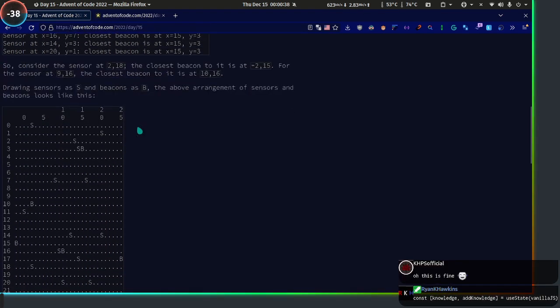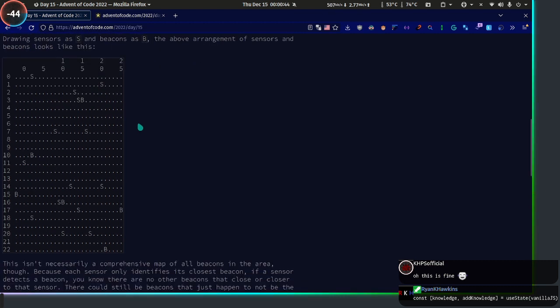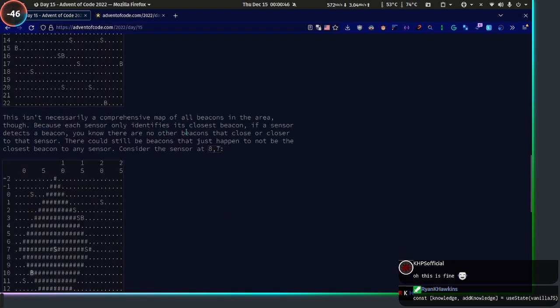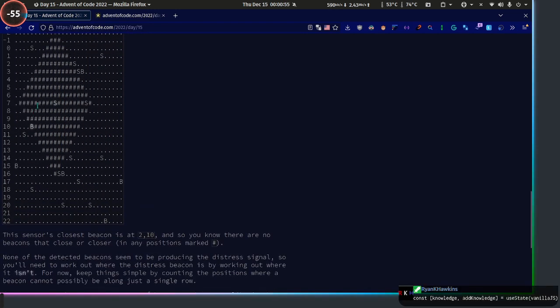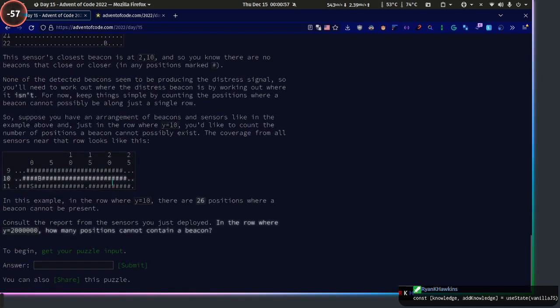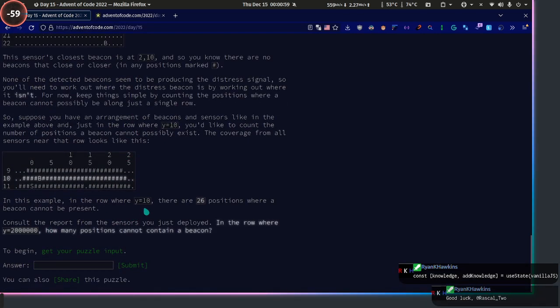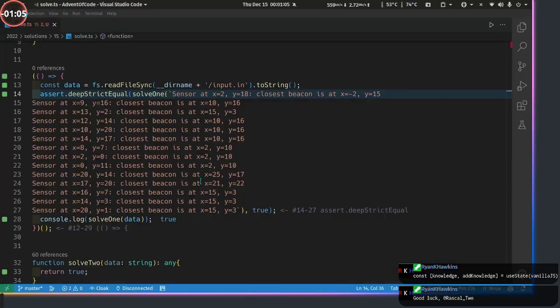Sensor, closest beacon. Hey, there you go. That's not very vanilla there, right? That's a little bit of React. Each sensor only identifies its closest beacon, so you know that another beacon's close. Consider the sensor at 8,7. Okay, consult the report in the row where y equals 200, and so on. Okay, there are 26 positions where the beacons can't be.